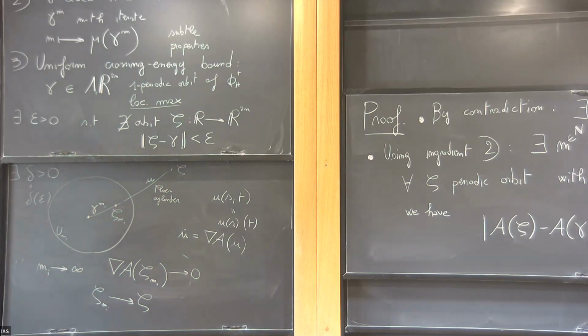Roughly speaking, I want to think of this. So as you see, I'm running an argument by contradiction. I don't have this bound, then I find points. Thank you.